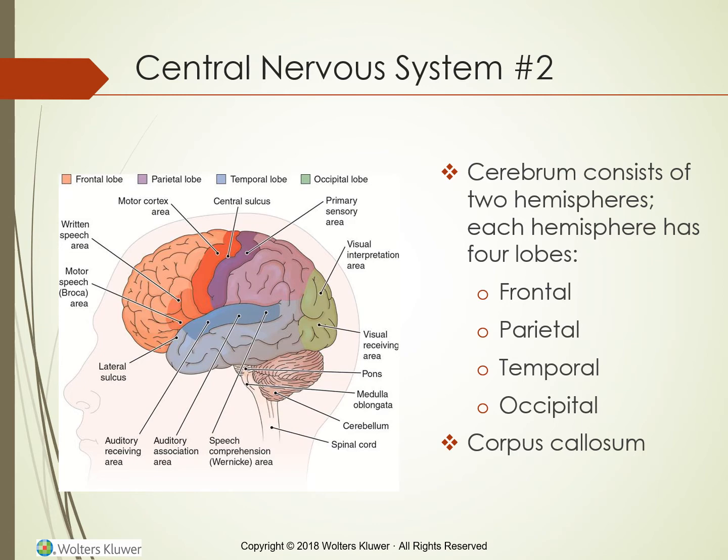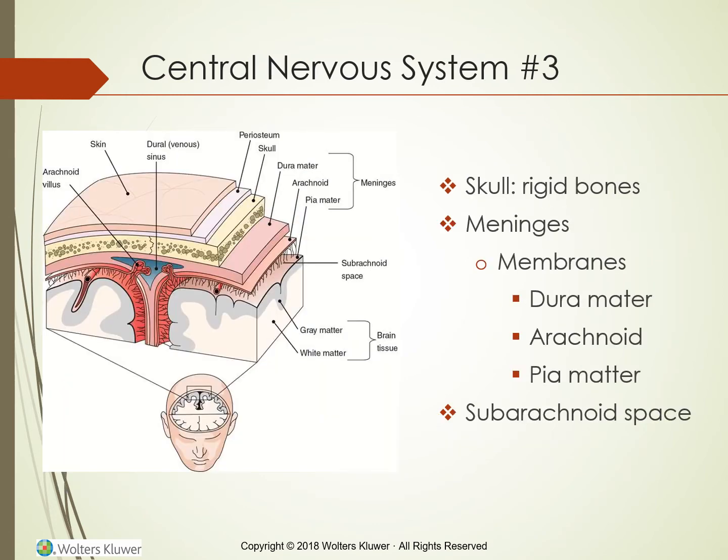The brain is protected by the rigid bones of the skull and is covered by three membranes. One, the dura mater, the tough outermost covering. Two, the arachnoid or middle membrane lying directly below the dura mater. And three, the pia mater, a delicate layer that adheres to the brain and spinal cord. The subarachnoid space lies between the pia mater and the arachnoid membrane.